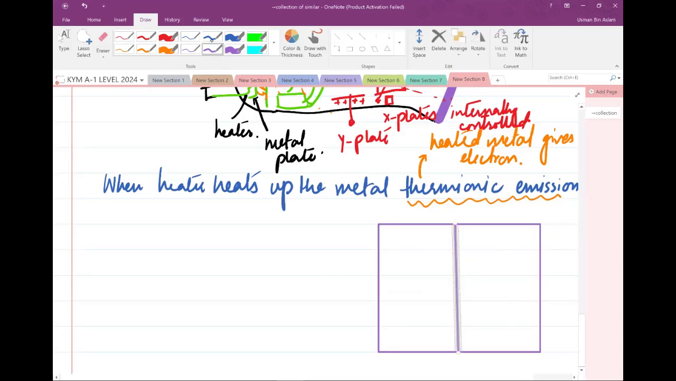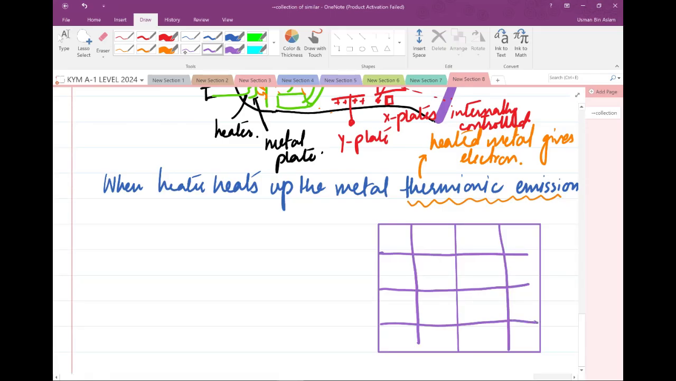Okay, just a minute, it'll take me some time to draw it. This is what the screen looks like. The screen already has a grid made on it. When electrons fall on the screen, they will always fall at the center.